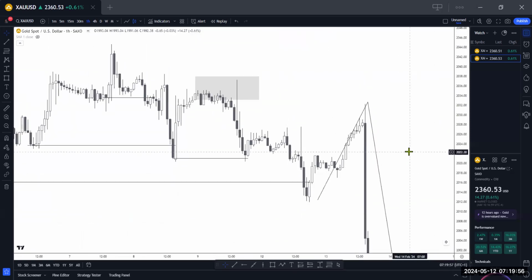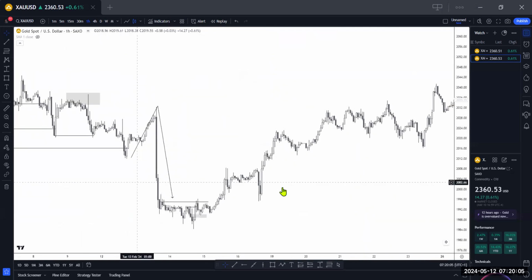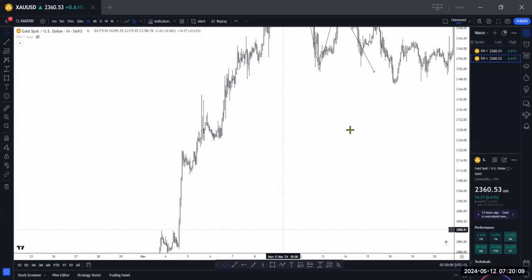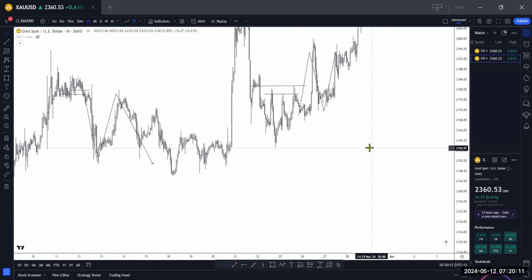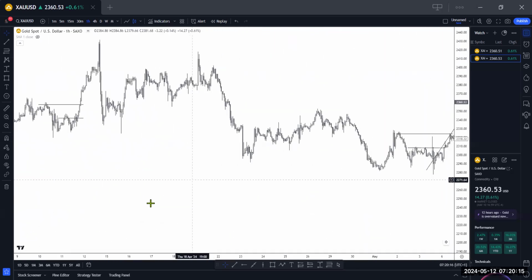Okay. So I think that suffices for BPE. Now the next question, if you're going to be trading BPE, is where is price likely to use when it pulls back? Where is price likely to use when it pulls back?